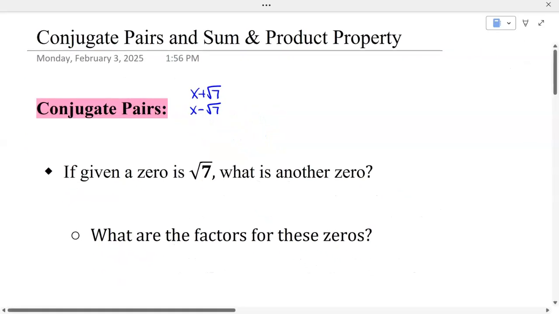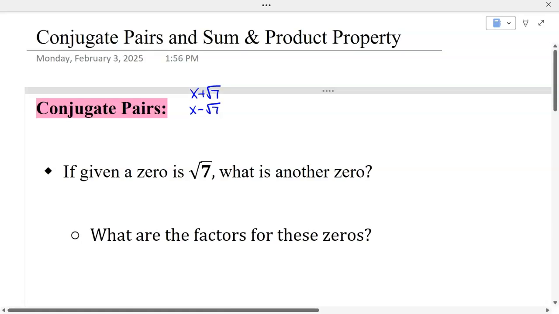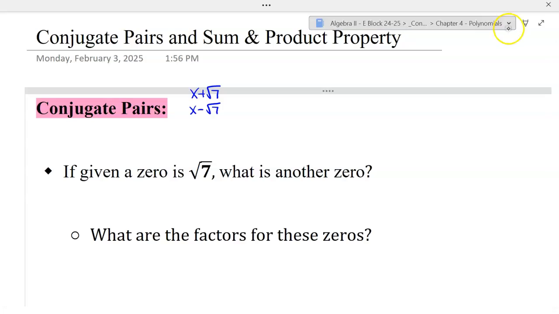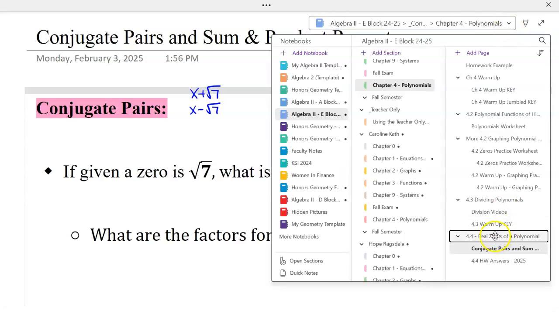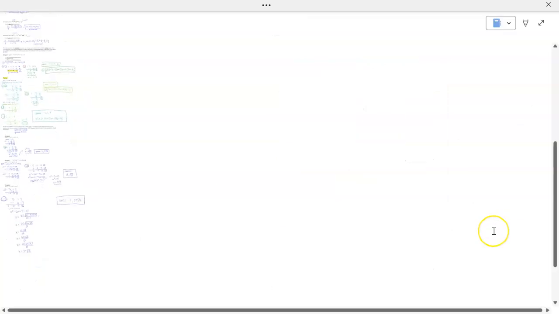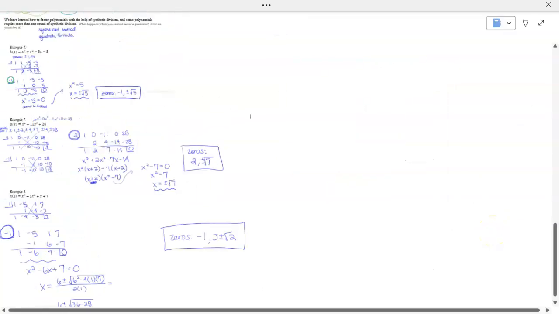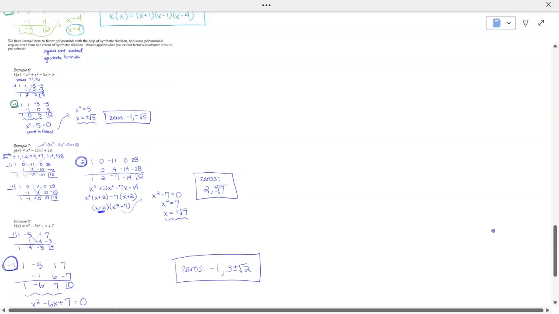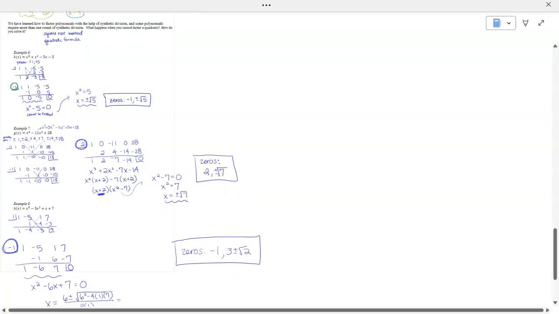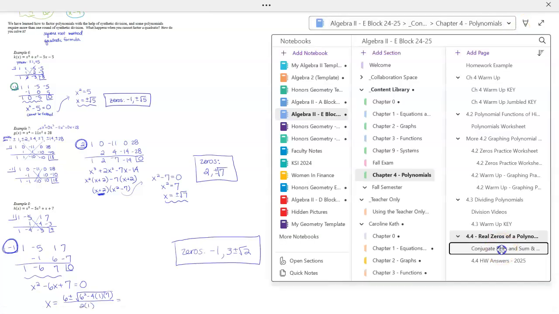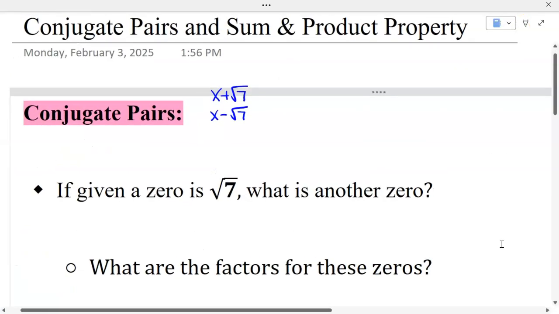So we will use this when we are talking about polynomials. If you notice in the last section when we were finishing up the notes, I'm just going to come back over here to the end of the last page. You'll notice that when we use the square root method or the quadratic formula, we ended up having conjugate pairs, right? Plus or minus 5, plus or minus root 7, 3 plus square root of 2, or 3 minus square root of 2. So let's talk about this a little bit more in depth.